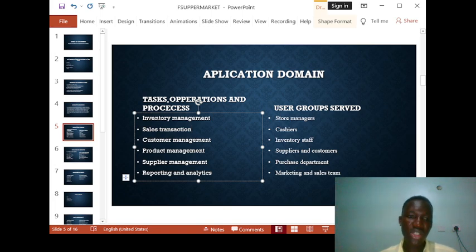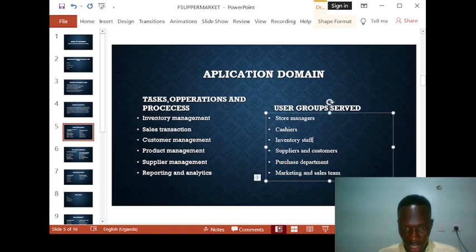We will have inventory management. This will help us manage inventory, like the items. Then sales transactions, customer management, product management, supplier management, and then the user groups, like the groups that will highly use this database. The database will be more important to them.